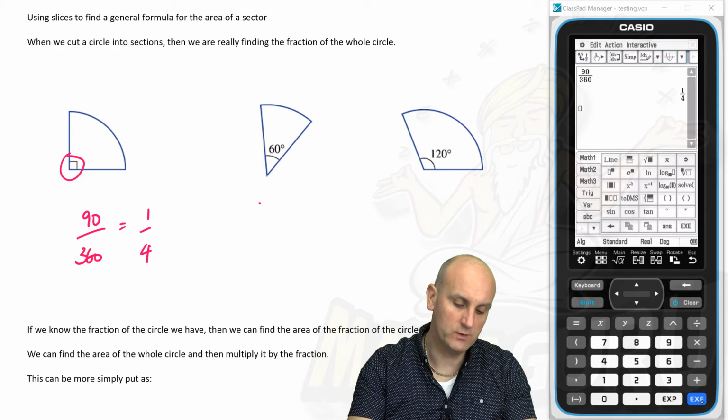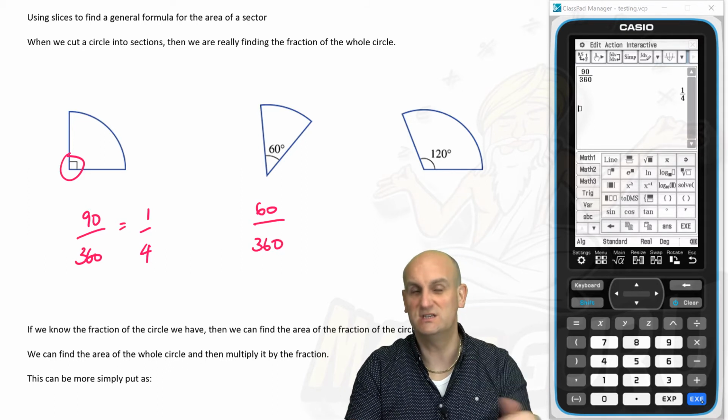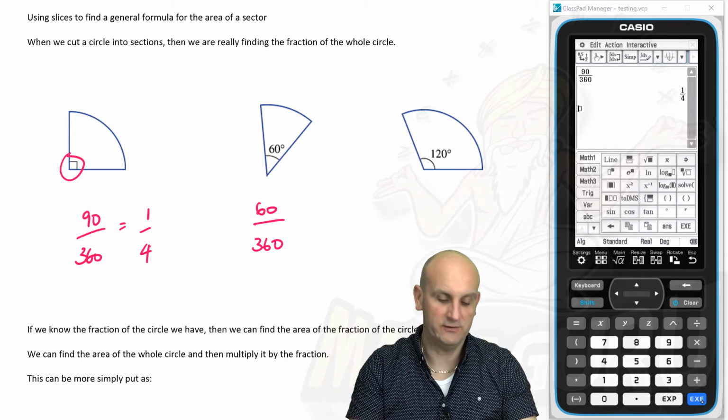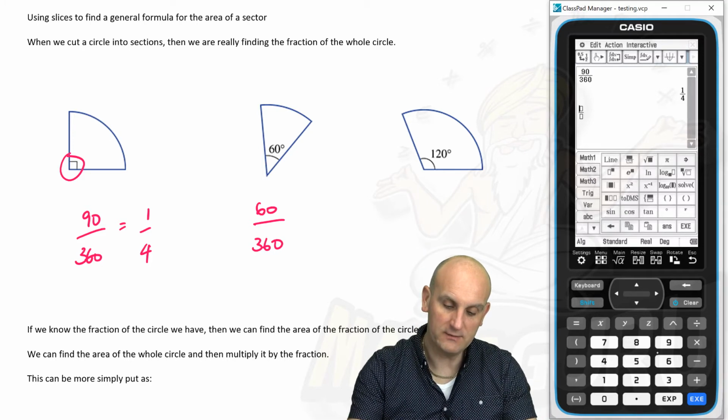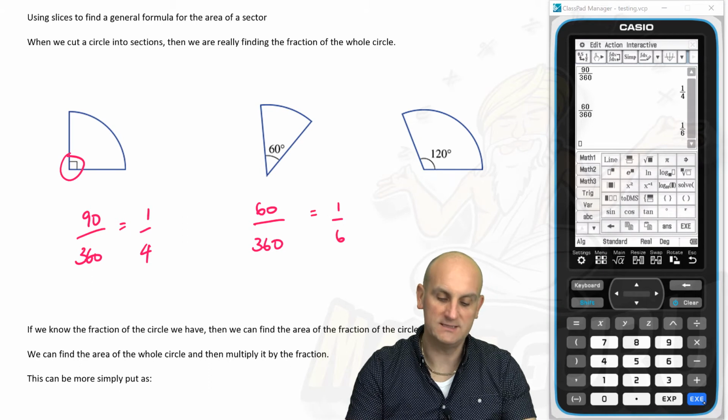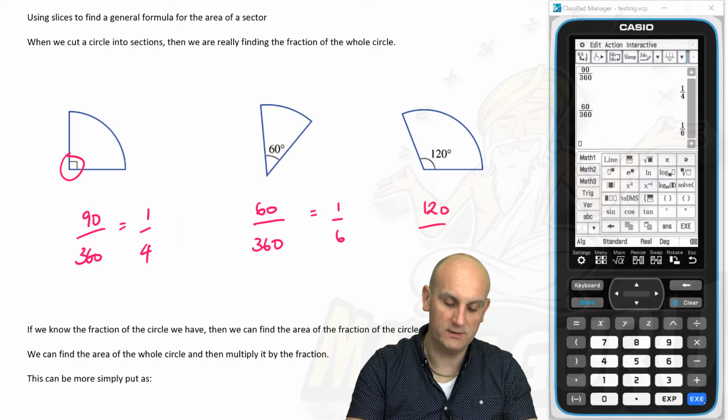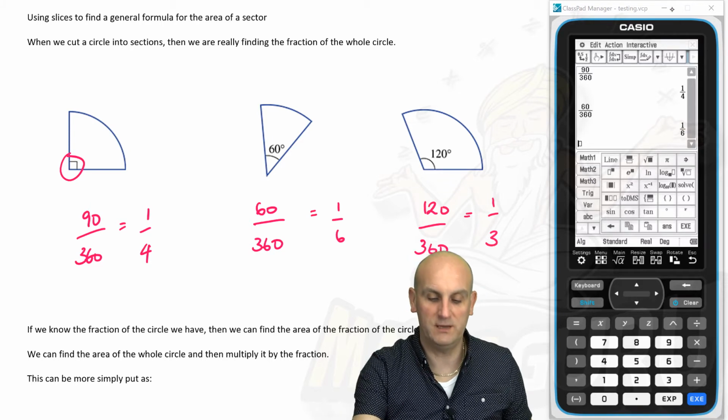What about this one? Well, I've got 60 degrees out of 360. So imagine I've got 60 slices of that 360 degree pizza. Again, put it into my calculator. 60 divided by 360 gives me 1/6 of my pizza, and likewise 120 degrees over 360 degrees, I'm going to tell you that that works out to be 1/3.